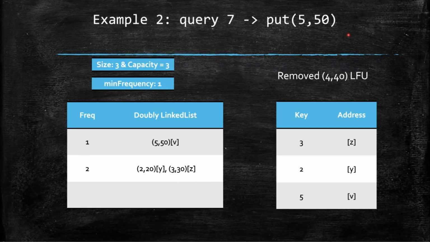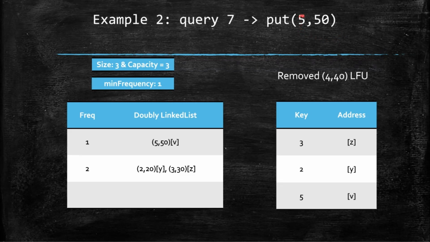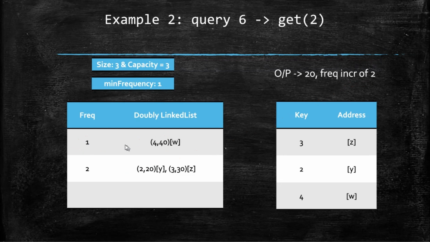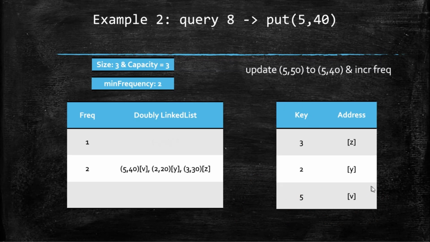Next query is put 5 comma 50. Now 5 comma 50 is an interesting query, because here our capacity is already 3, right? So for inserting 5 comma 50 I have to remove the least frequently used, right? So the least frequently used as of now is 4 comma 40. So I will remove this 4 comma 40 and insert 5 comma 50 with the address of b here, and it is also updated here in the key comma address map, right?